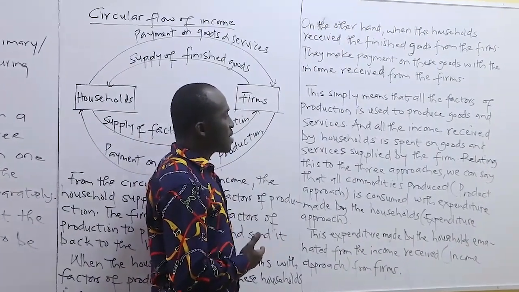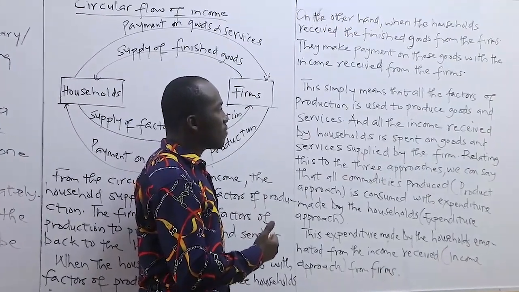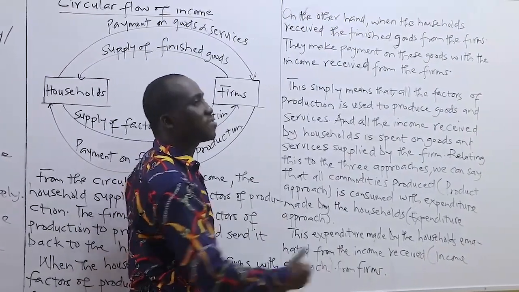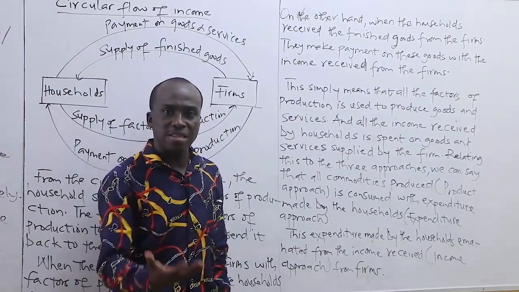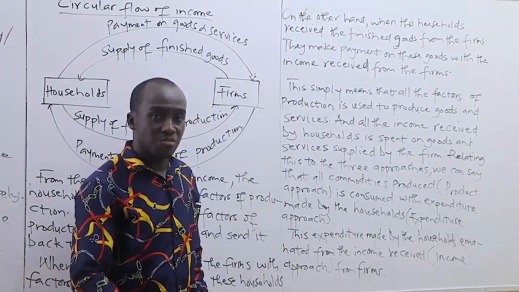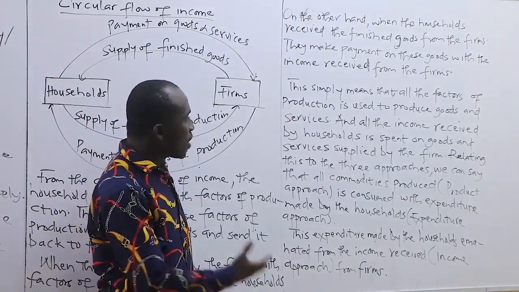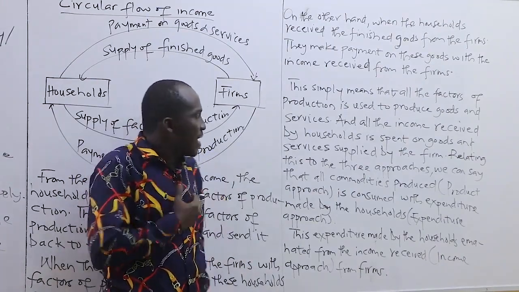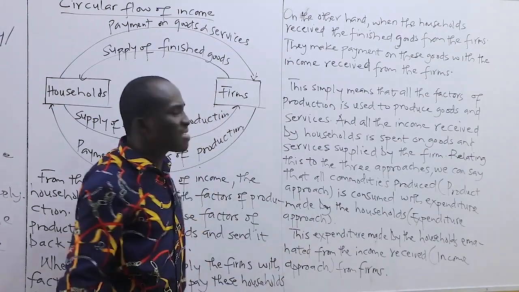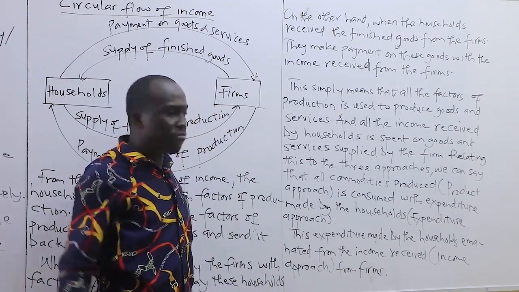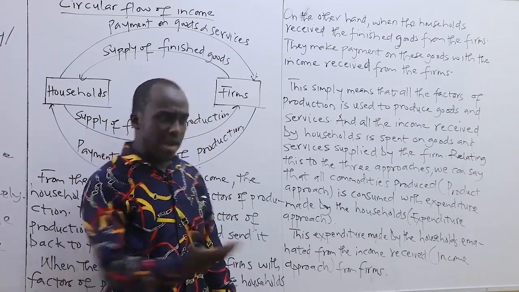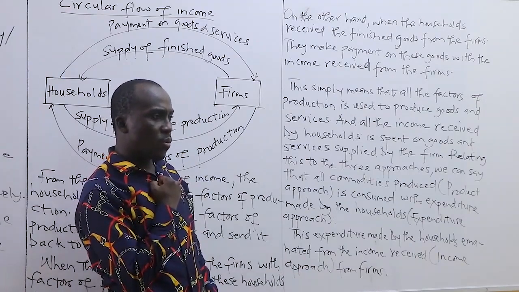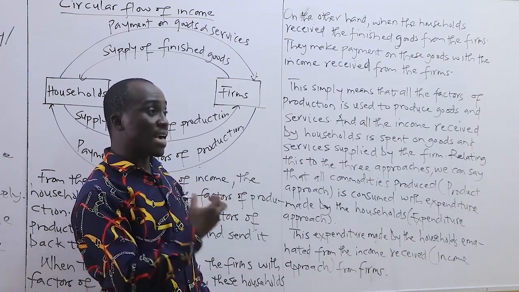This simply means that all the factors of production are used to produce goods and services. So the factors of production, they use them to what? Produce goods and services. That's the product approach. All the income received by the households, they spend it on goods and services supplied by the firms. So when the firms supply them with goods, they use the income to spend on it.